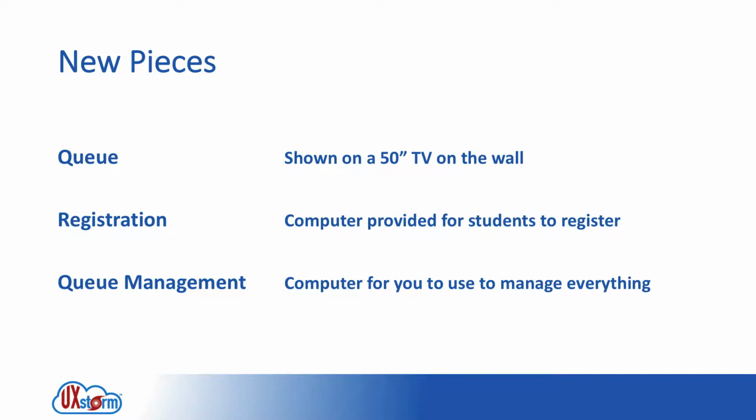There's this thing I keep calling a queue, and that's basically a big old list. It's going to be up on a 50-inch TV on the wall, so everybody's going to be able to see it. There's also going to be a computer with a screen, keyboard and mouse for the registration process. This is where the parents or people 18 and over can sign up for the Cabochon area. And then there's going to be a queue management computer set up for you so you can manage the list. So there'll be two computers on the front desk, one facing the students, and one facing you, and you'll be able to deal with it.